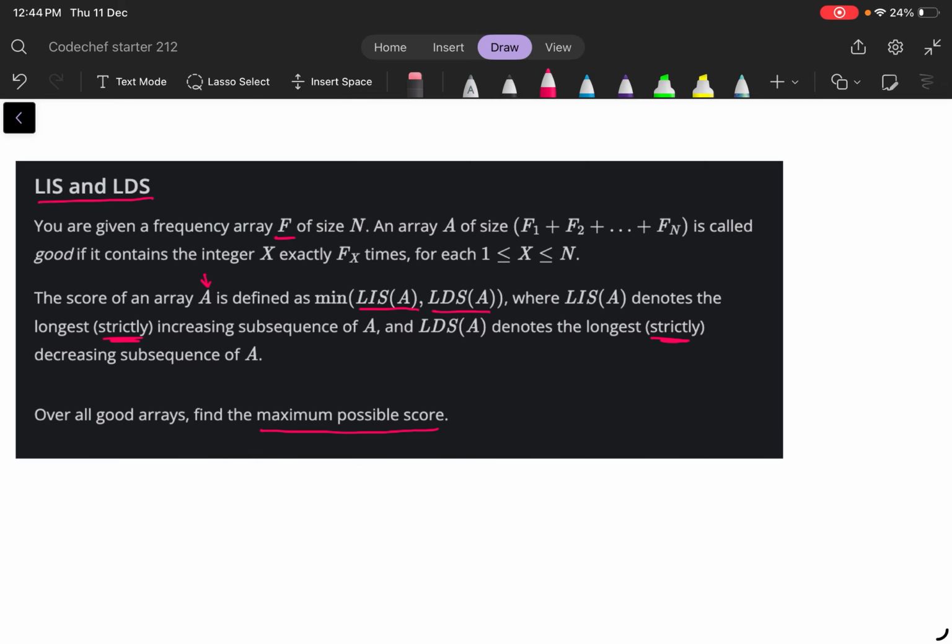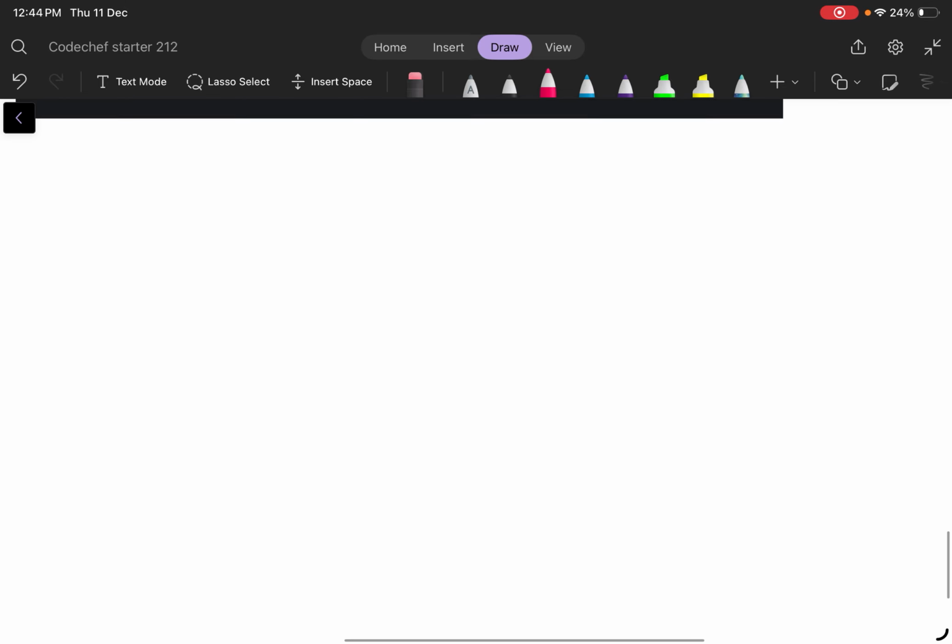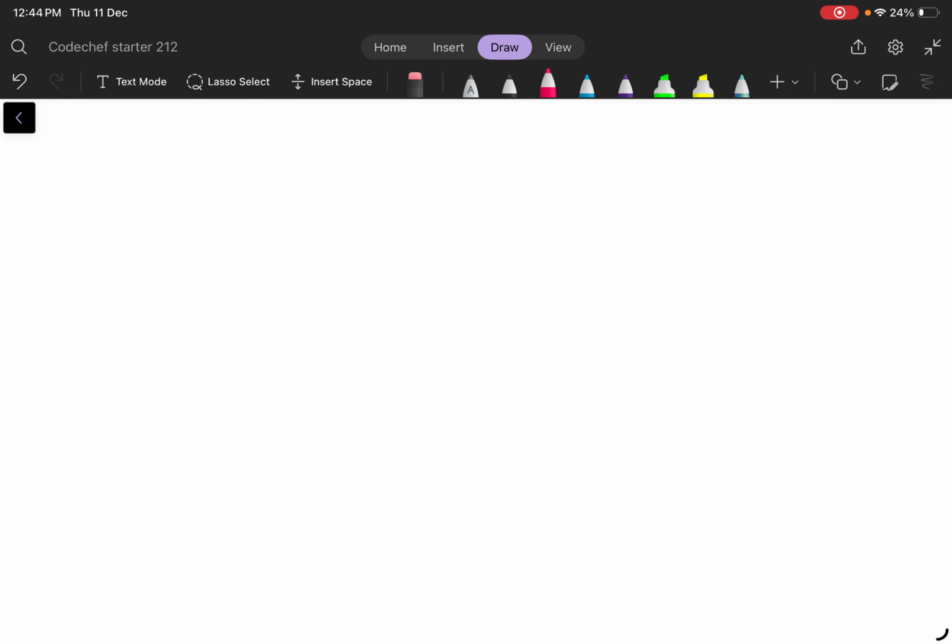So let's try to understand this problem by taking an example. Let's consider the first test case given to us. The frequency array f which was given to us was 2 1 1, which means that we can use the element 1 twice, we can use the element 2 only once, and we can use element 3 only once. Using this frequency array we have to find out the maximum score we can get.